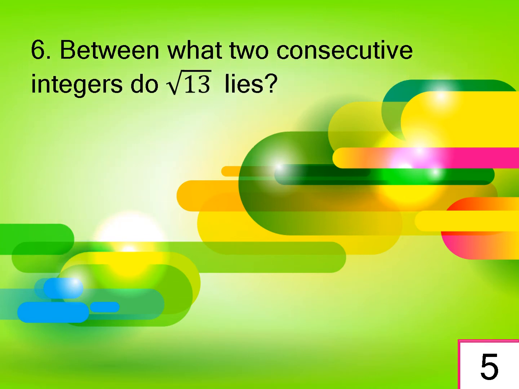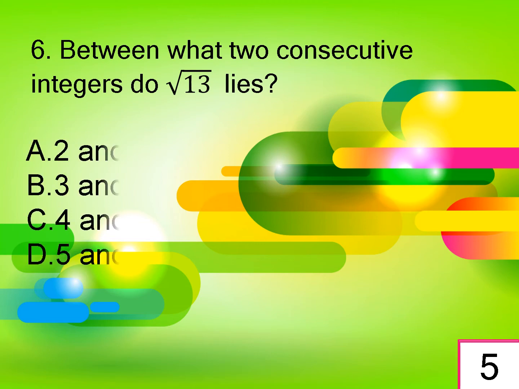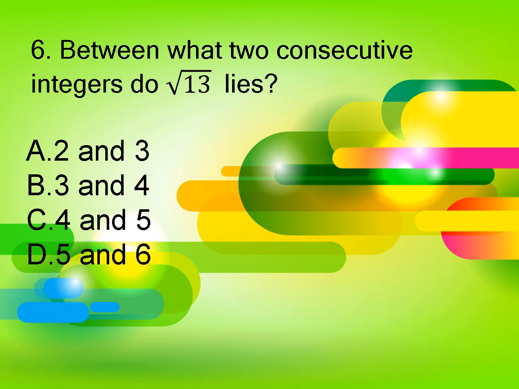Number 6. Between what two consecutive integers the square root of 13 lies? Is it A, 2 and 3, B, 3 and 4, C, 4 and 5, D, 5 and 6? Try this one in 5 seconds. Timer starts now. Alright, what is your answer? The correct answer is letter B, 3 and 4.